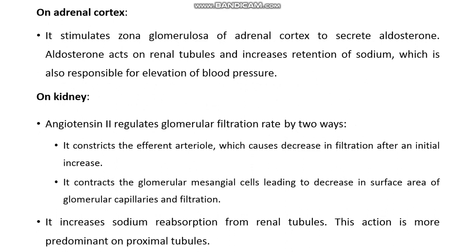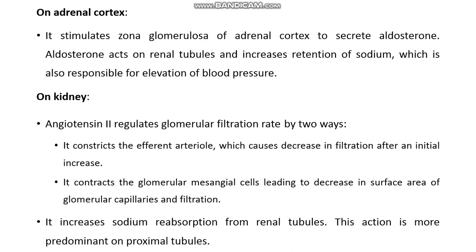Then how does it act on the kidney? Angiotensin 2 regulates glomerular filtration in two ways in the kidney. First, it constricts the afferent arterioles, which causes a decrease in filtration after an initial increase. Initially there will be an increased filtration rate, but gradually the filtration rate decreases. Then it contracts the glomerular mesangial cells, leading to decreased surface area of glomerular capillaries and filtration.